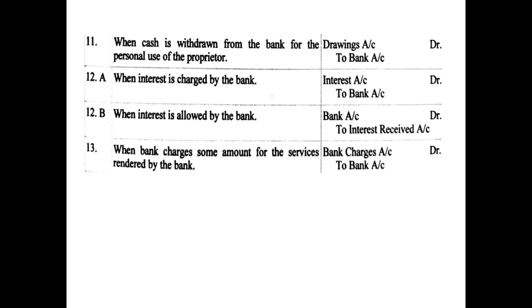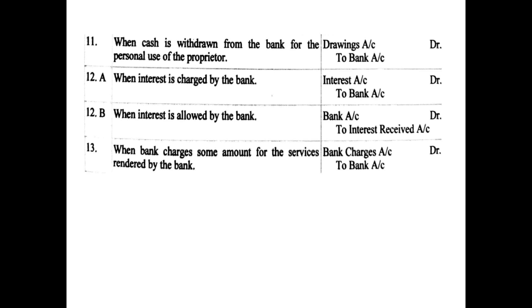12b part, when interest is allowed by the bank, that means very important word, allowed by the bank. In the earlier case, interest was charged by the bank, that means bank was taking interest from the business. But here the bank is allowing the interest, that means bank is giving interest to the business on its deposits, and it will be added to the bank balance. It is like an income, like a gain for the business, and we know that being a nominal account, any income, any gain will be credited.